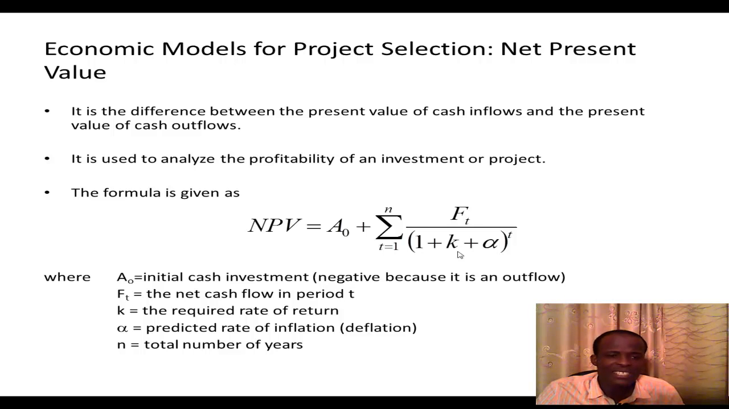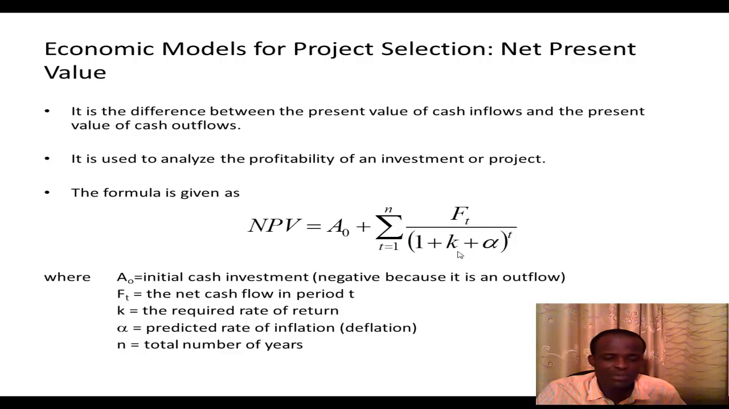The next economic model is the net present value. And here it is the difference between the present value of cash inflows and the present value of cash outflows, and is used to analyze the profitability of our investments. And the formula is given by NPV, which stands for net present value, equal to A naught, where A naught is the initial cash investment. Usually it's always negative because cash is flowing out, so it's negative. That's the convention. And FT here is the net cash flow in period T.